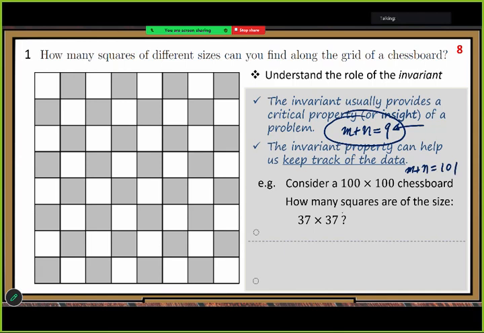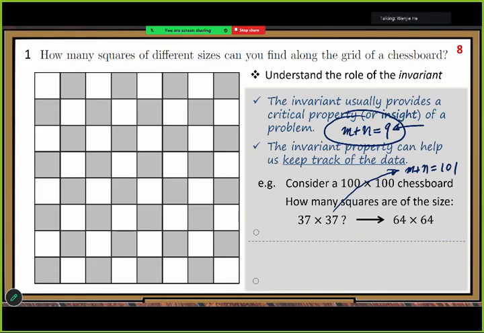But the m number is 37, right? Can you find the n number? Subtraction. So you can easily find that n number, and you can get your answer: 64 squared.